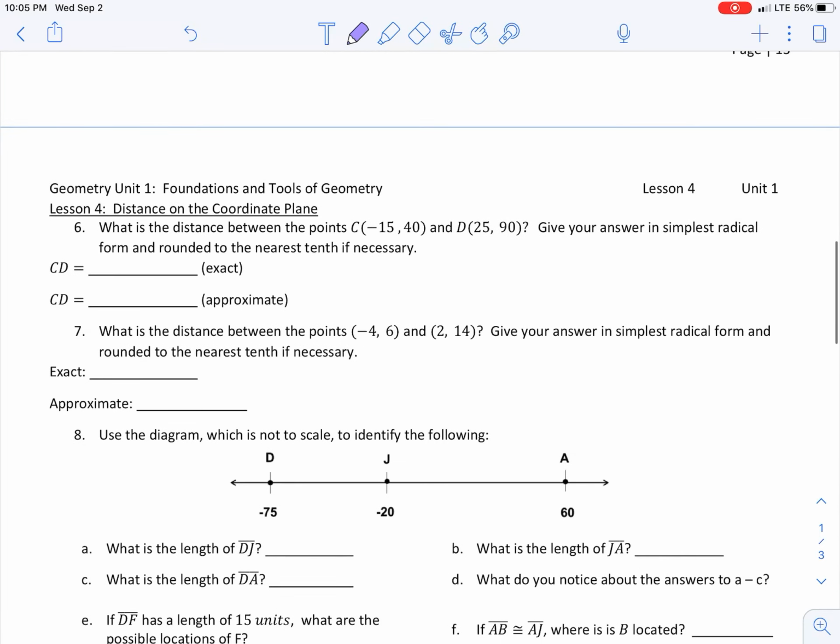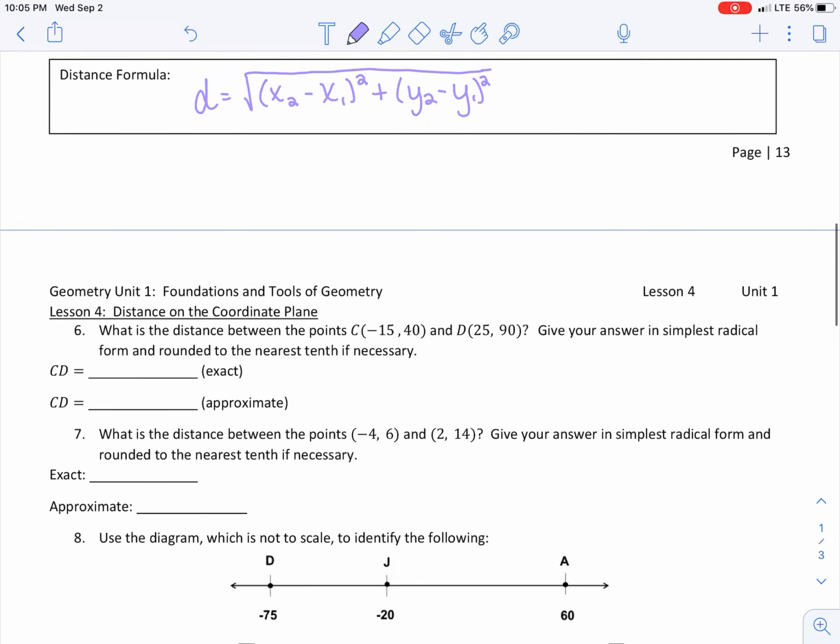So we can use that distance formula. Now, the x2 and x1 mean your second x value and your first x value, and your second y value and your first y value. So if we're labeling a coordinate, like c would be x comma y. That's how we label our coordinate. And then x comma y for d as well.